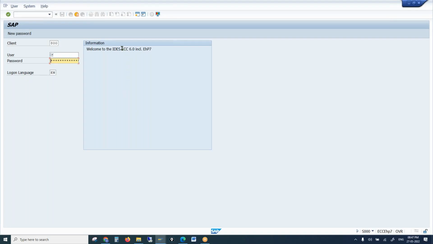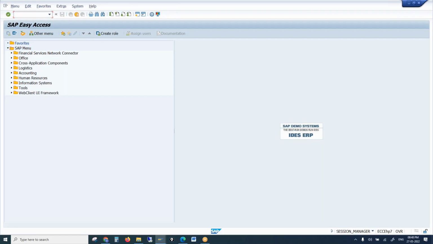This system is ECC6. ECC means Enterprise Central Component, and EHP means Enhancement Package. So just log in with your credentials. By default, you will land on the screen which is called SAP Easy Access.